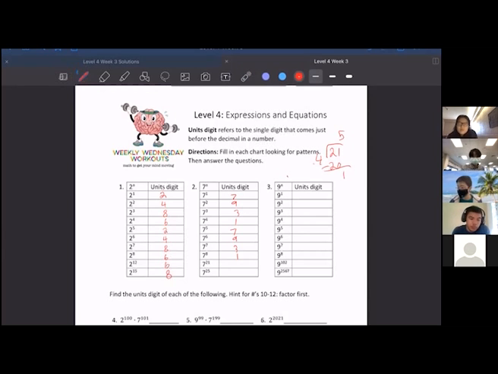So since we have the remainder of 1, we know that will be basically 7 to the first. If we had a remainder of 2, the units digit would be 7 to the second. If we had a remainder of 3, it would be 7 to the third. And if we didn't have a remainder, or a remainder of 4, because 4 divided by 4 works out, then we would get a units digit of 1. So in the case of 21, because the remainder is going to be 1, we know that the units digit is going to be 7, right? Does that kind of make sense?